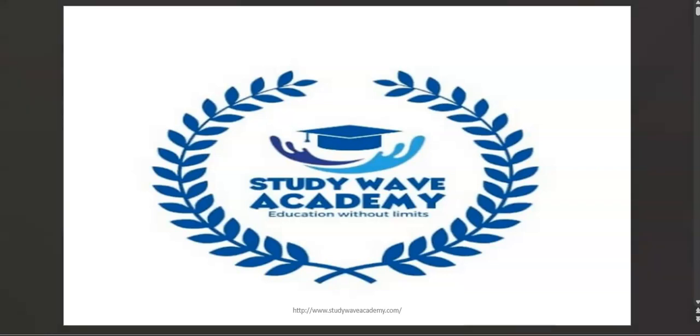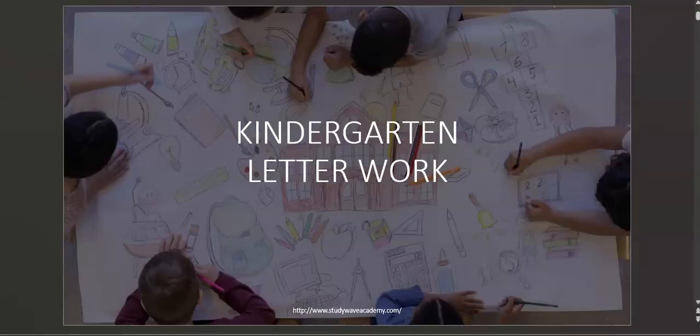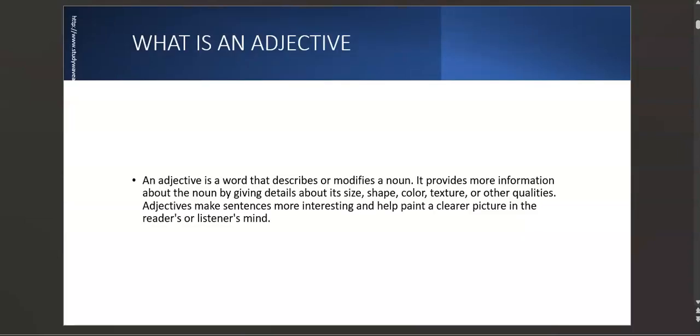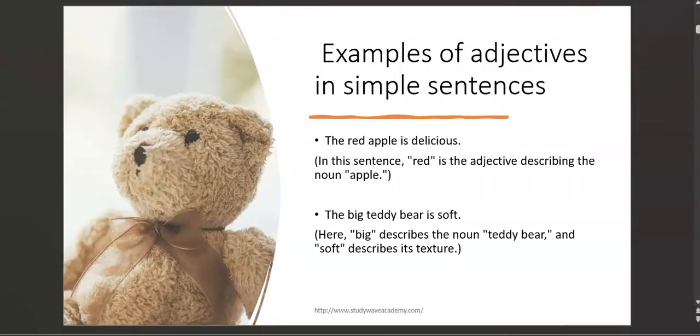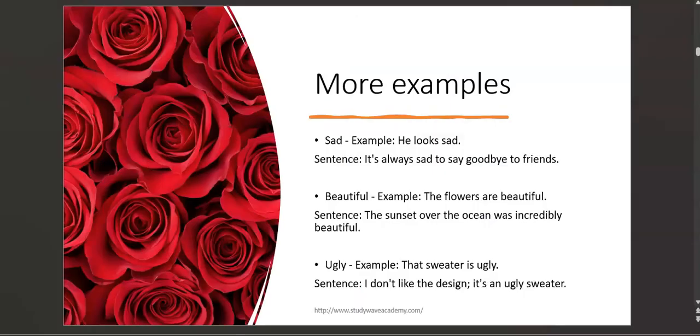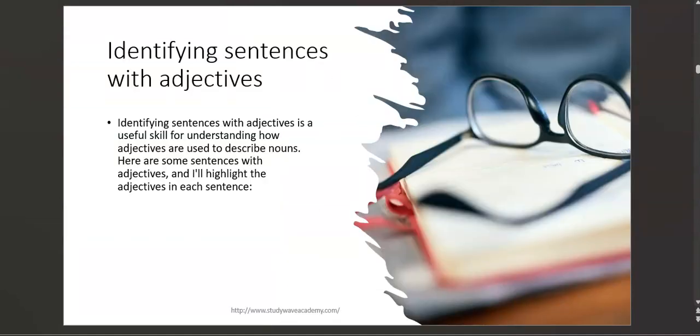Now under this we were looking at letter work, and under letter work for kindergarten students we're going to be looking at adjectives. We already looked at what adjectives are and some examples of adjectives in sentences. We also discussed common adjectives, gave examples in sentences, looked at them in depth, and now we were looking at how to identify adjectives in sentences.